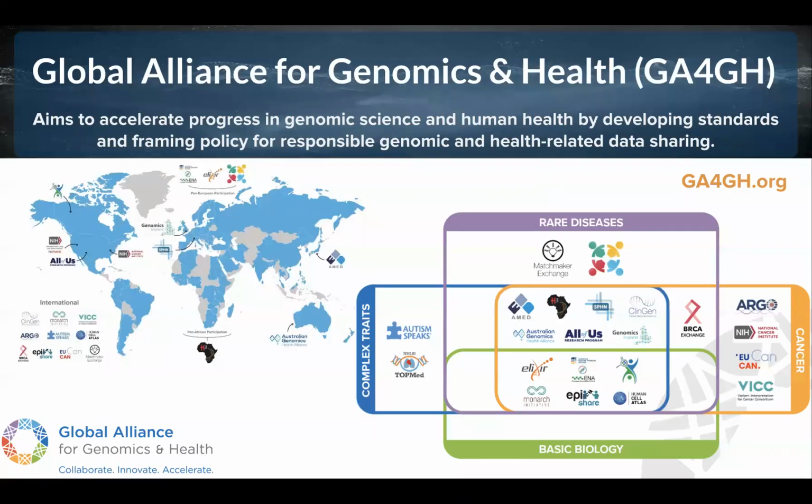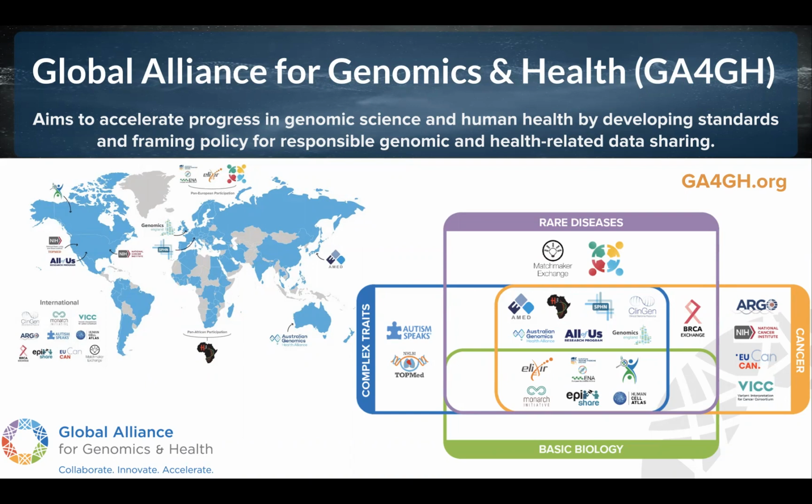First, let me introduce you to the Global Alliance for Genomics and Health, or GA4GH. This is an organization that hopes to accelerate progress in these fields by developing standards and framing policy for responsible genomic and health-related data sharing. Jules, Peter, Melissa Handel, one of our BOSC keynotes this year, and myself belong to the Monarch Initiative, which is a driver project of GA4GH. Melissa and the Monarch Initiative led the work stream on clinical and phenotypic data capture for the past 4 years.